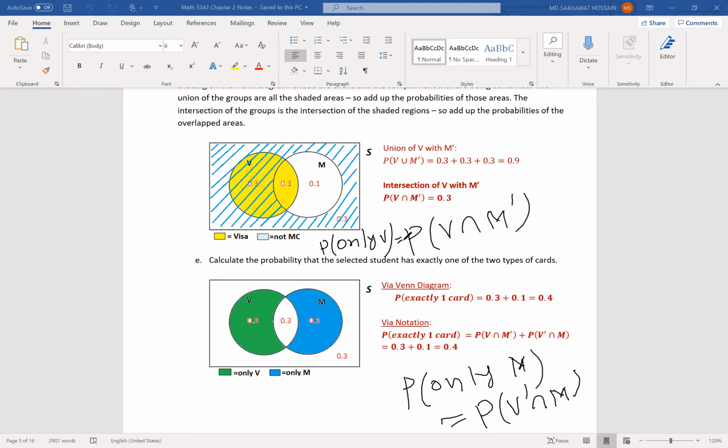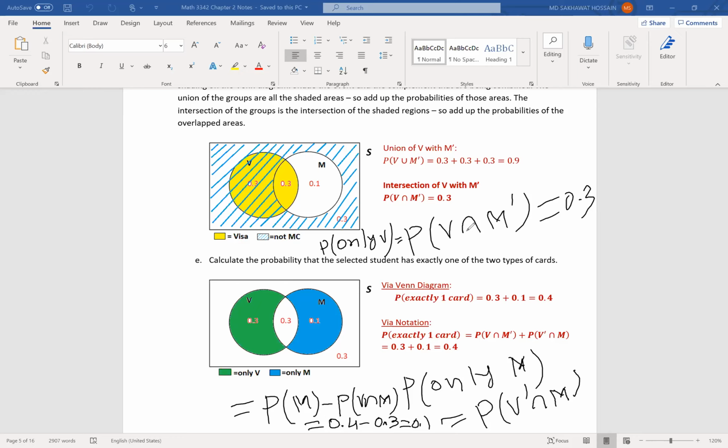So we already know the probability of this one. The probability of only V is 0.3 from the previous part, part D. Now you only need to calculate the probability of V complement M. So how can I calculate this one? This is actually the probability of M, because M doesn't have a complement, minus the probability of V intersection M. So the probability of M is 0.4 minus the intersection, 0.3. So this one will be 0.1.